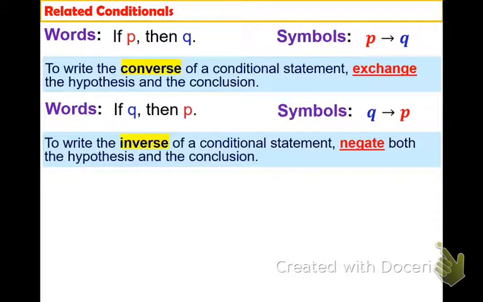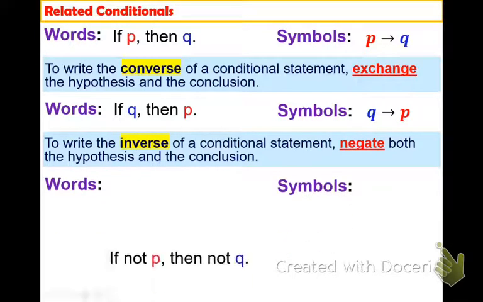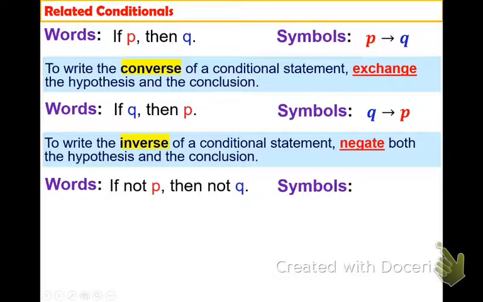Okay? So what you would say is if not P, then not Q. The hypothesis and the conclusion stay in the same spots as a regular conditional. Hypothesis first, conclusion second. But instead you're going to say not on both of them. So, how do we say not in symbols? What does the symbol look like? The squiggle. So you'll say squiggle P, arrow squiggle Q. Okay, so negate the hypothesis, negate the conclusion.